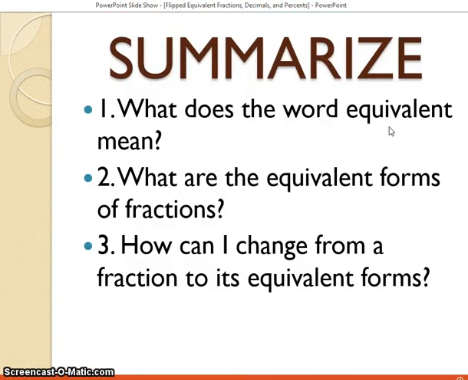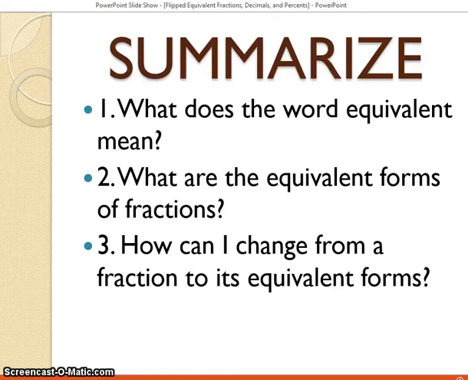So let's summarize. What does the word equivalent mean? Equivalent means equal in value. We've had that as a Daily's word before. Equivalent means equal in value. What are the equivalent forms of fractions? How could you write a fraction in a way that's equal in value? You could write it as a decimal or a percent. They are equal in value.